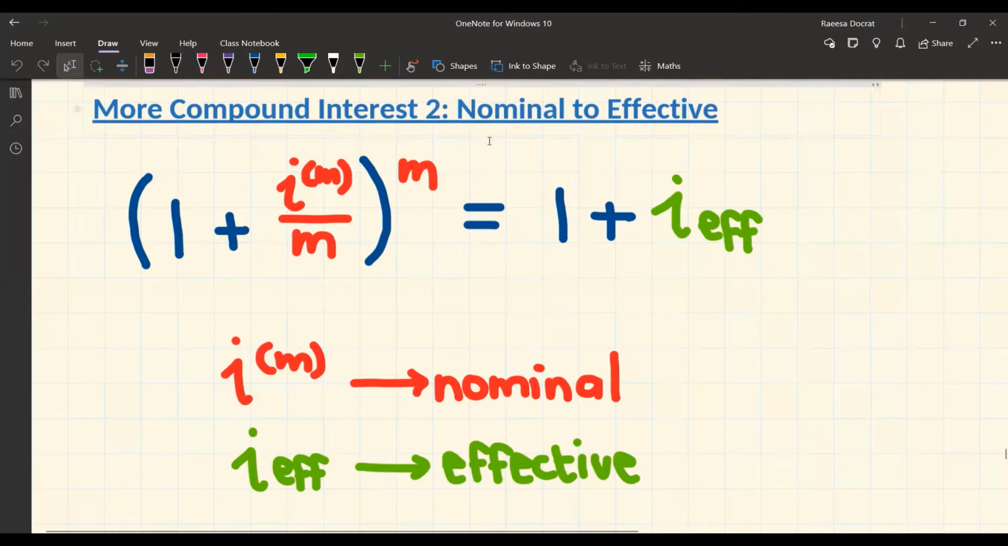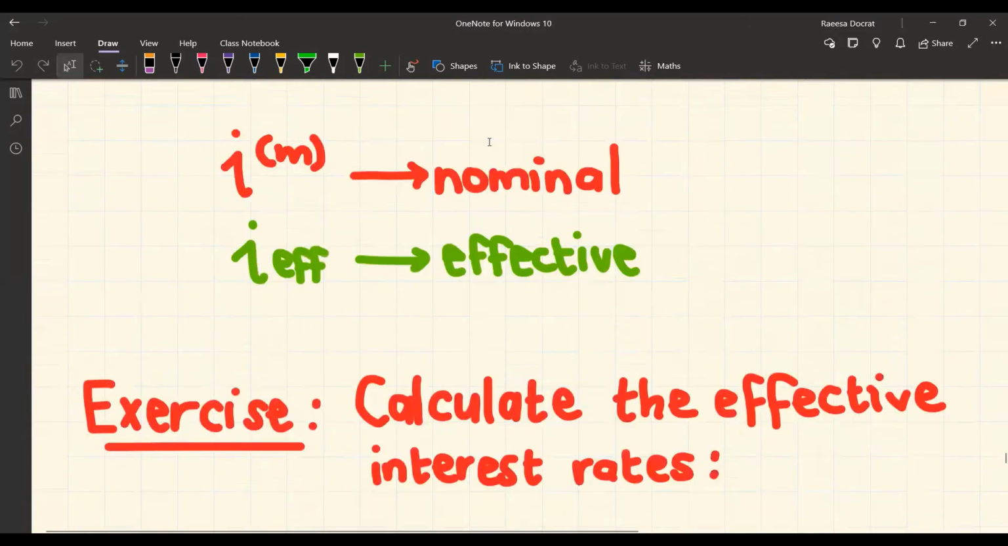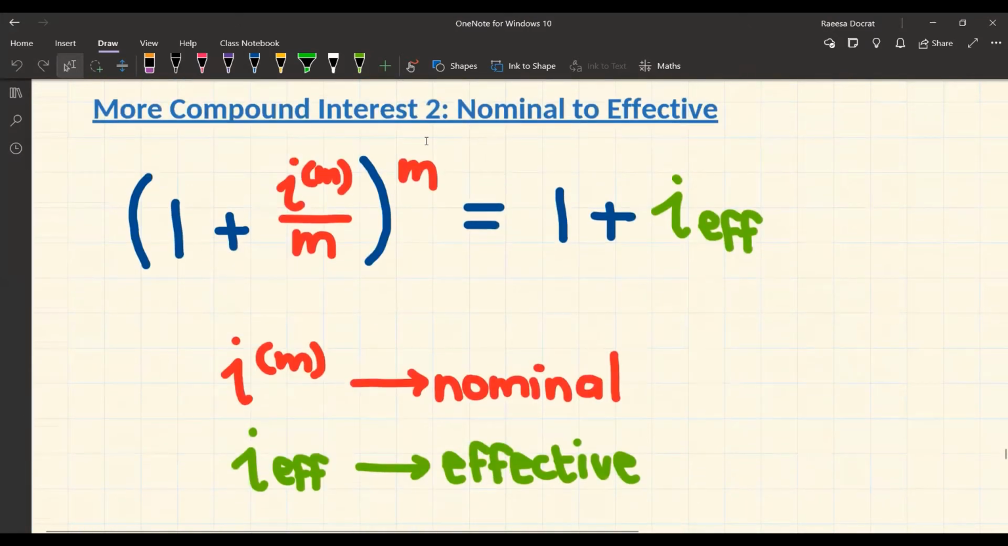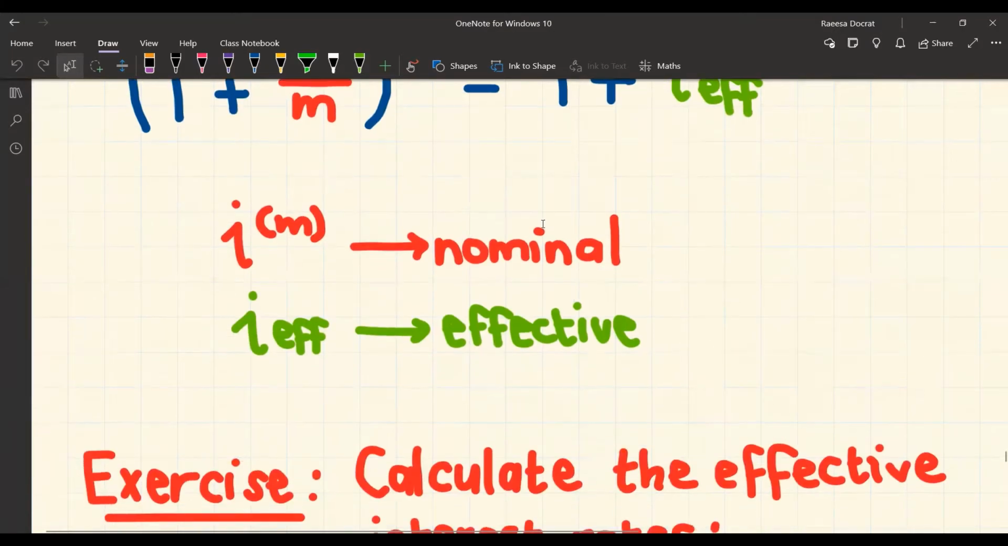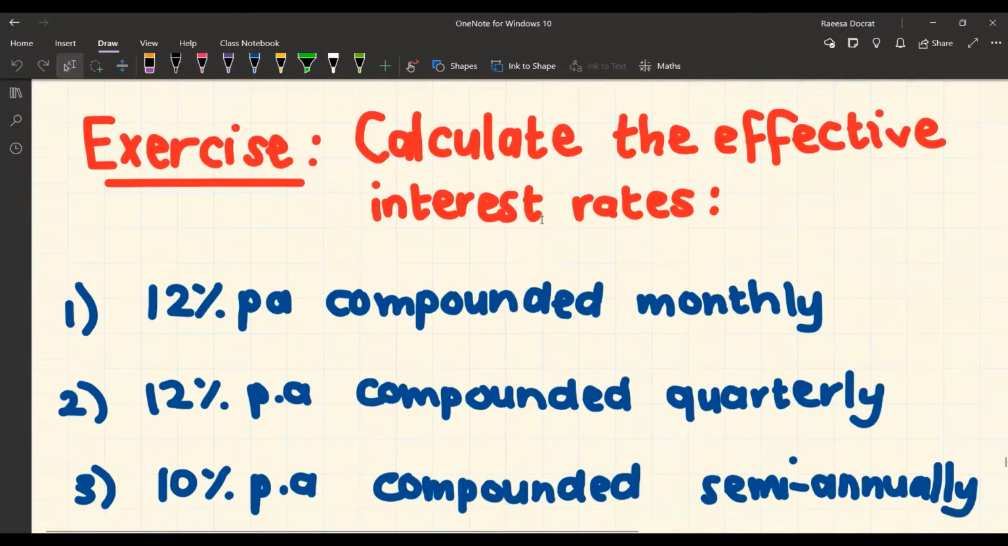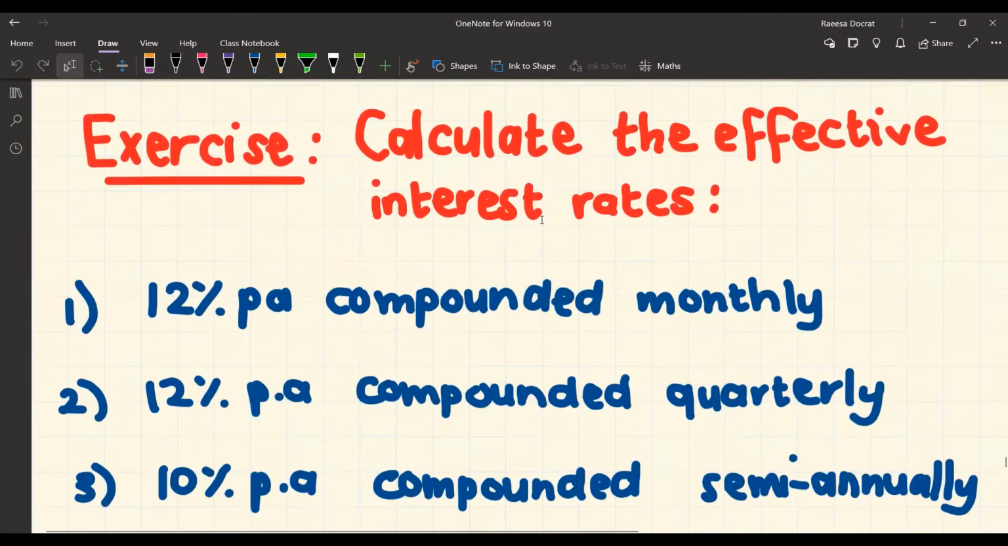So let us have a look at some examples. We're going to use this formula: (1 + i_m/m)^m = 1 + i_effective. We're going to calculate the effective interest rate of the following.